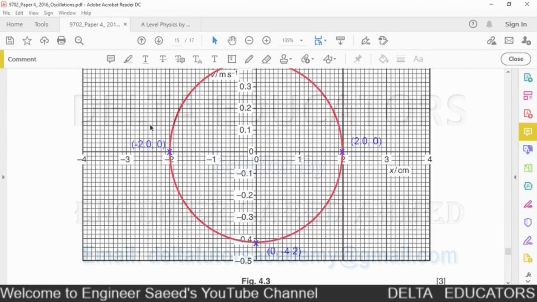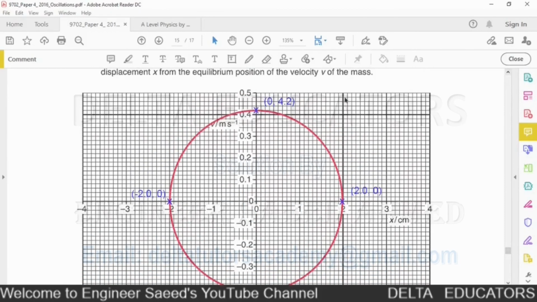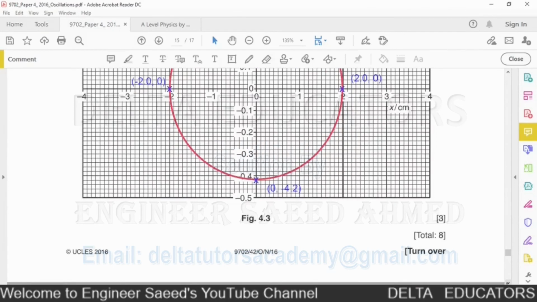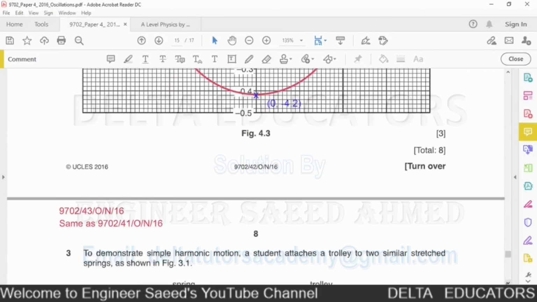So here we will get the point minus 2, 0. Here we will get the point 2, 0. And here it will be 0, minus 0.42. And here it will be 0, 0.42. Now by joining all the points, we will get an oval shape that is shown here. So it is our required graph. Okay, it is the end of the question.